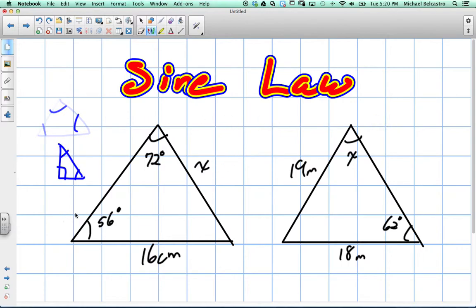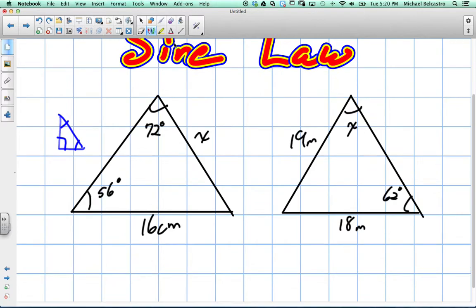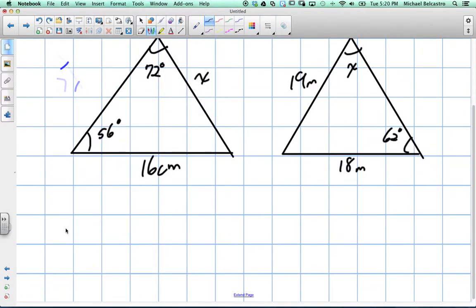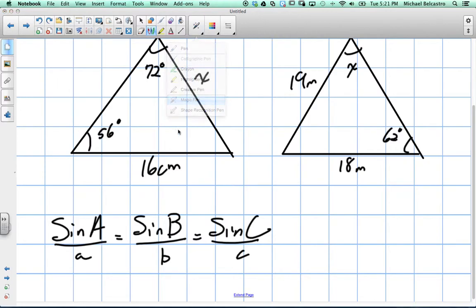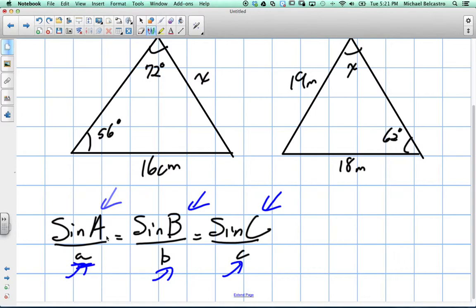Okay, we have two examples here, and I guess we should write the law out first so that you see it. This formula is written as sine A over a is equal to sine B over b is equal to sine C over c. These uppercase letters stand for angles within a triangle, and the lowercase letters stand for the corresponding sides. So the lowercase is the side of a triangle, and the uppercase is the angle of a triangle.